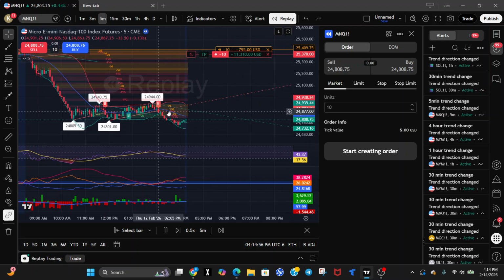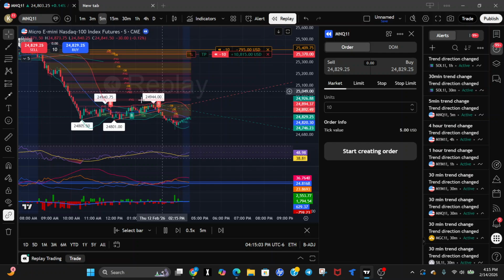And then as you can see, we continued bearish trend. We created some order blocks and fair value gaps to the downside, and it seems like the bulls just couldn't win here.